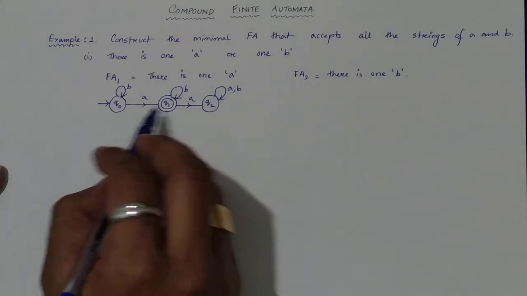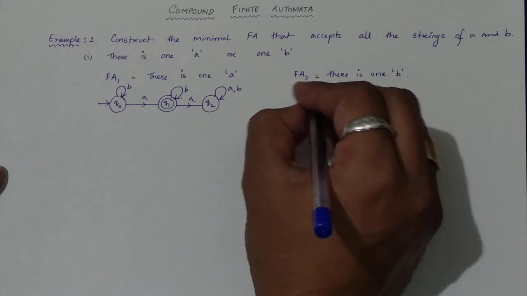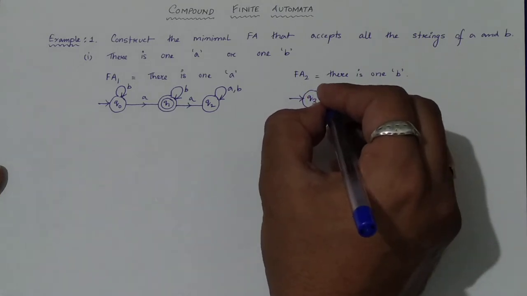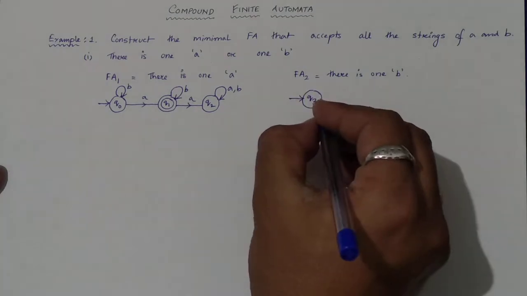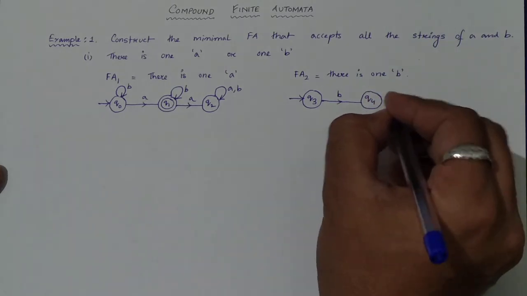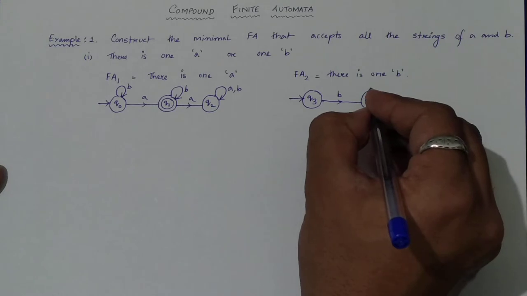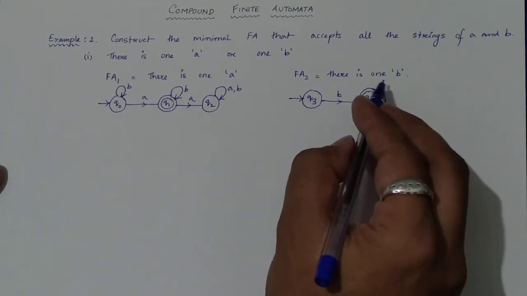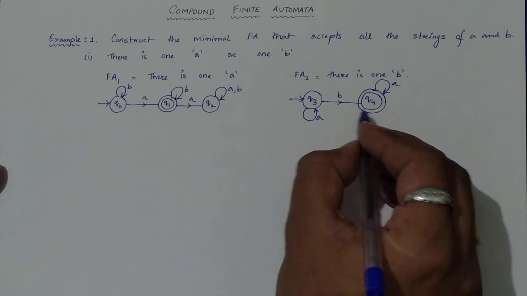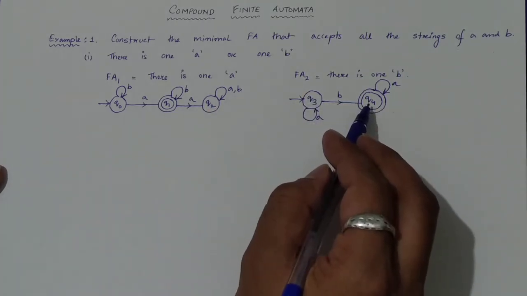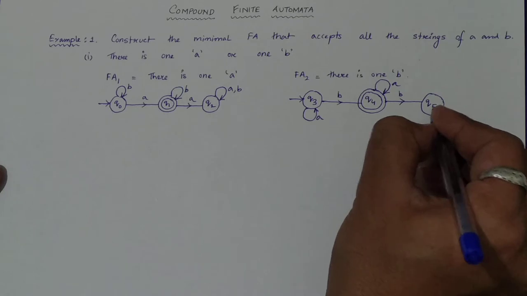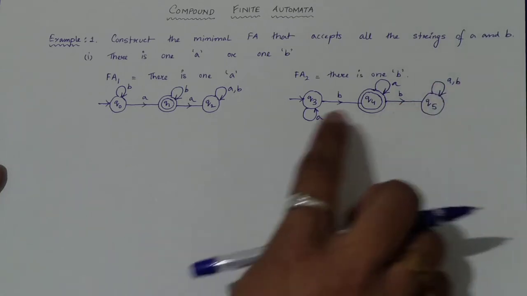Now moving to finite automata number two, it will be the same. I have done Q2, now Q3. There is one B, so in a similar way I will draw one B, and this will be your Q4. One B is done, so this will be your final state. Now there is no restriction over A, so I can take a self loop over here, and here also I can take a self loop. And since this is not a DFA for the state Q4, I will take a transition for B, and I will take the help of one more state, Q5, and this will act as a dead state. Clear? Now this is done for FA2.